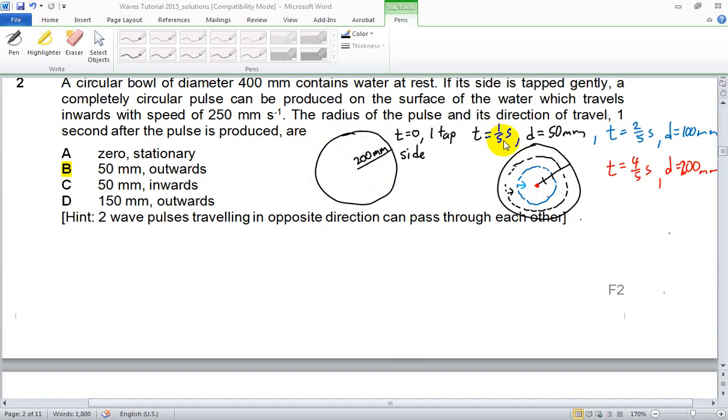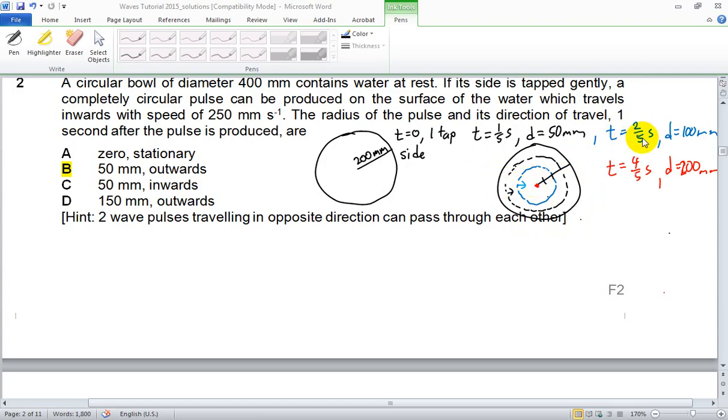I can find the distance of the pulse from the side by using velocity times time. Velocity times time gives me 50 mm, because 250 times 1/5 gives me 50 mm. So I start from the side, then the pulse travels 50 mm towards the center. So I'm somewhere here, and this pulse is moving towards the center of the circle.